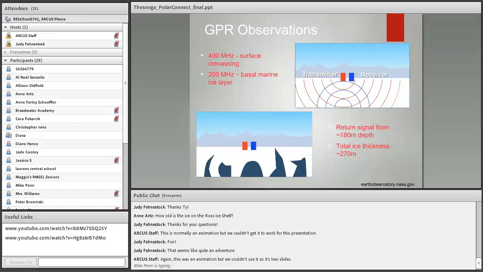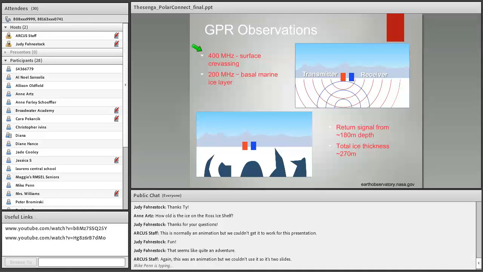So we have two different frequencies of antennas that we use. The first is at a frequency of 400 megahertz. All you need to know about that is that it's very high resolution, and since it's a high frequency, the wave doesn't really travel too far into the ice shelf. So this is really good at surveying what's happening at the surface, the crevassing that's happening right at the surface, but it doesn't travel far enough into the ice to give you much information at depth.